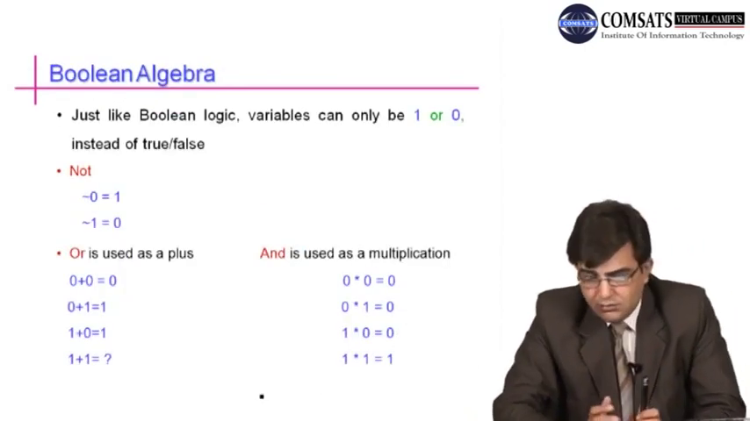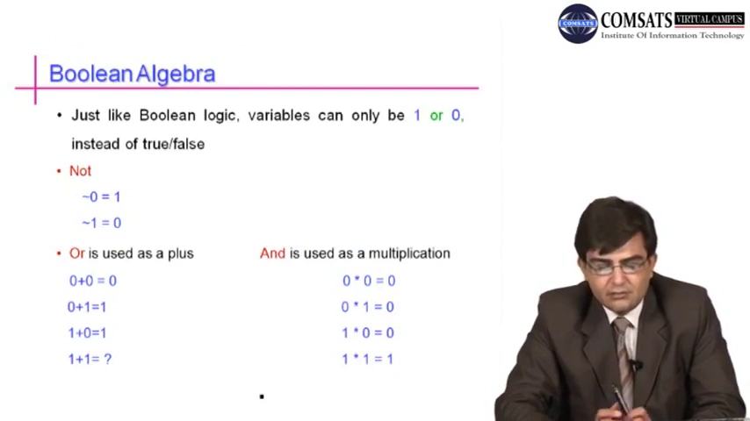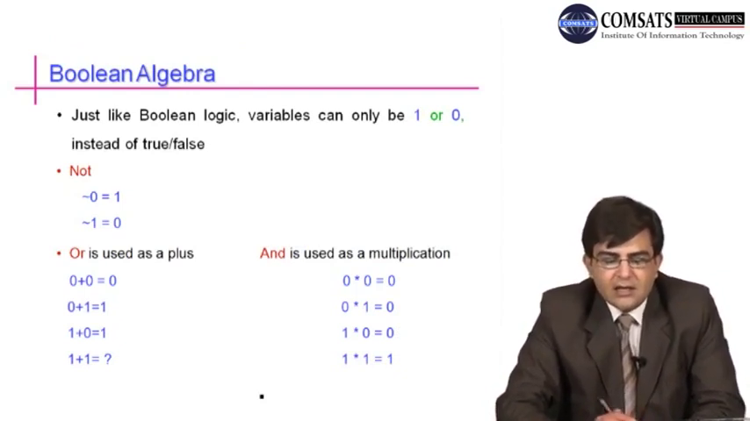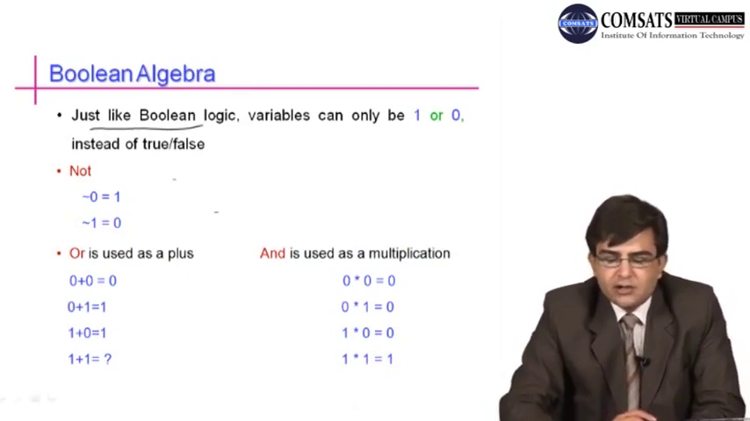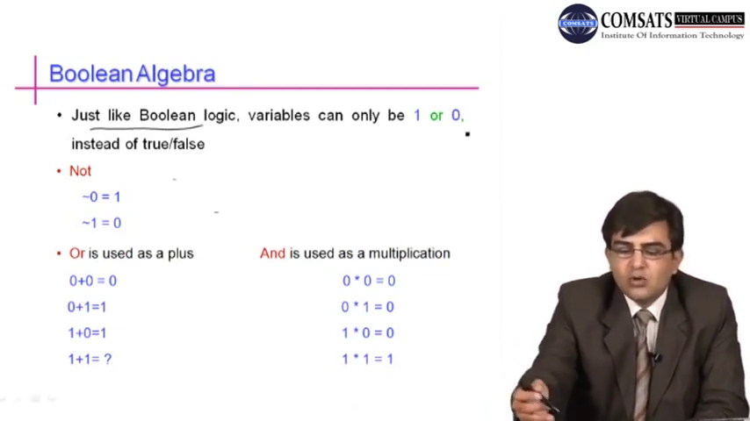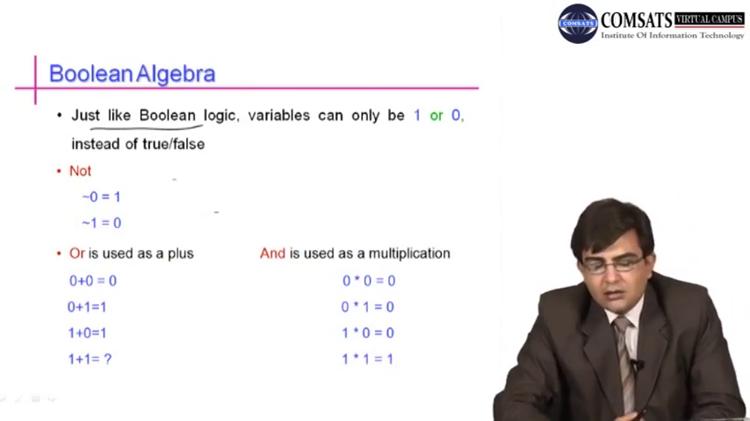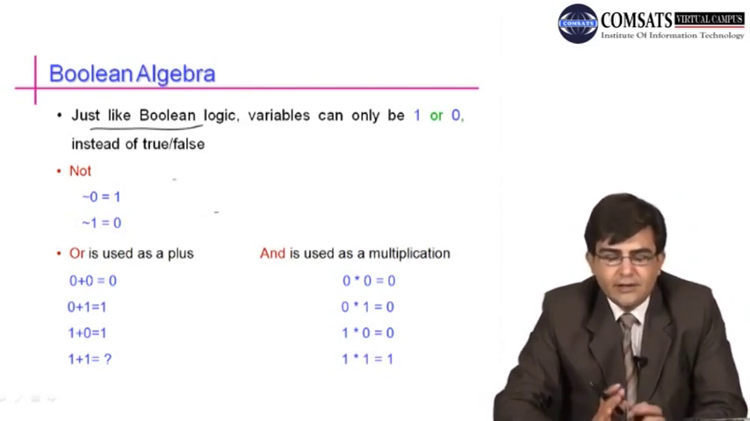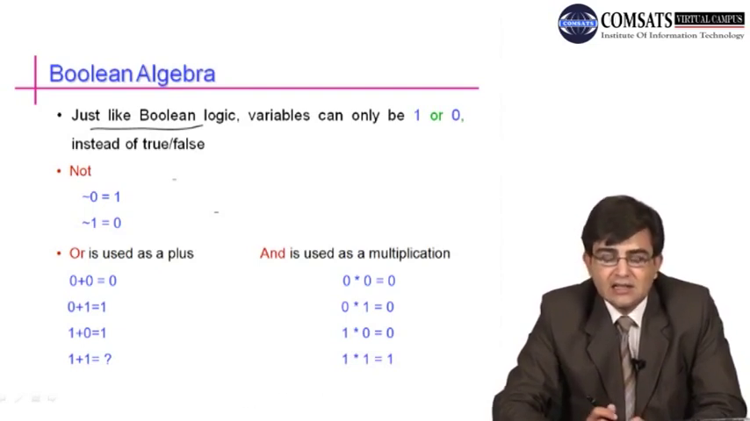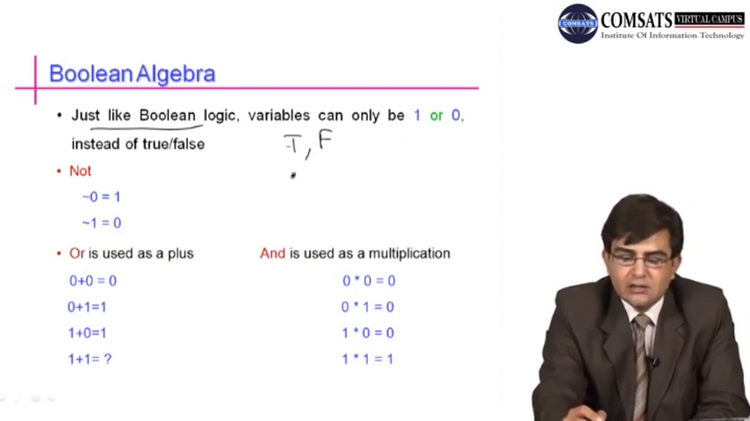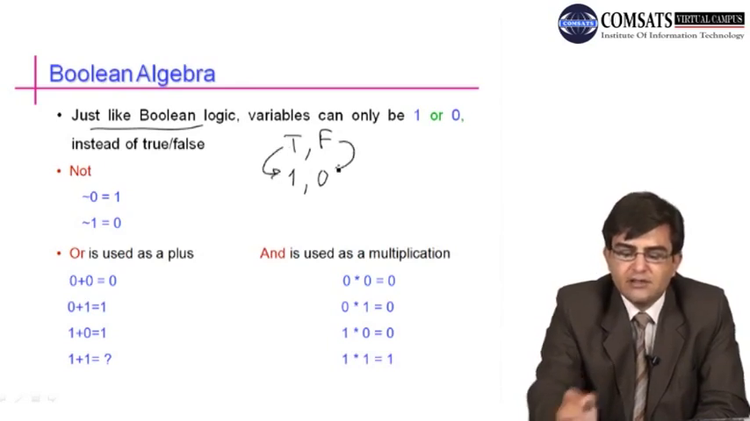Now what is the application of Boolean algebra in logic? Just like Boolean logic, variables can only be 1 or 0 instead of true or false. Logic we can interpret as Boolean algebra also. In logic we write true and false, but in Boolean algebra we say 1 and 0. True is equivalent to 1 and false is equivalent to 0.